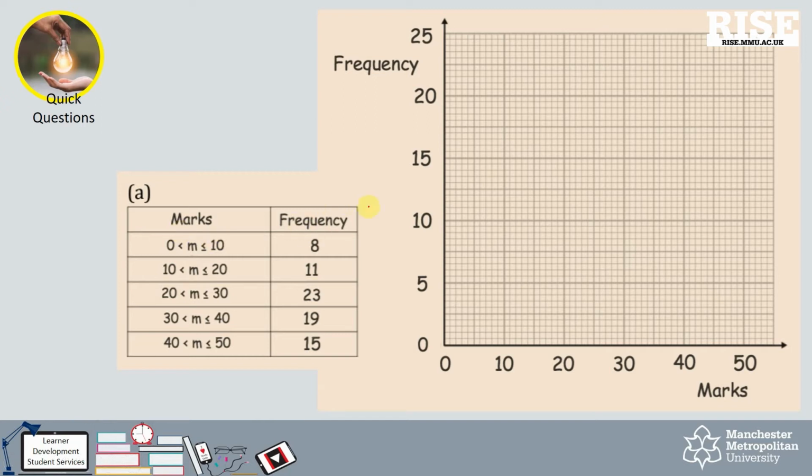Okay, so the group 0 to 10 has a frequency of 8. I need to plot it against the midpoint, which would be 5. So I'm going to go up from 5 to a frequency of 8.